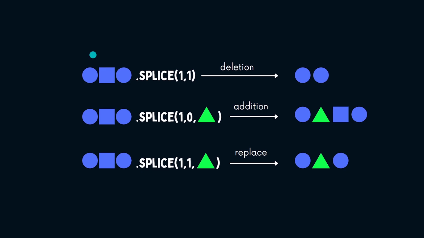So here it is. Array contains circle, square and circle. Now the splice function is called with the start index 1 and 1 element should be deleted in that index. So the square is getting deleted. Now here we have the addition. Instead of 1 we have provided 0, so no element is getting deleted. Instead we have to insert new triangle. So this is how the resulting array looks like. And finally we have to combine both of these operations and we will get the replace operation. This square is replaced with the triangle.